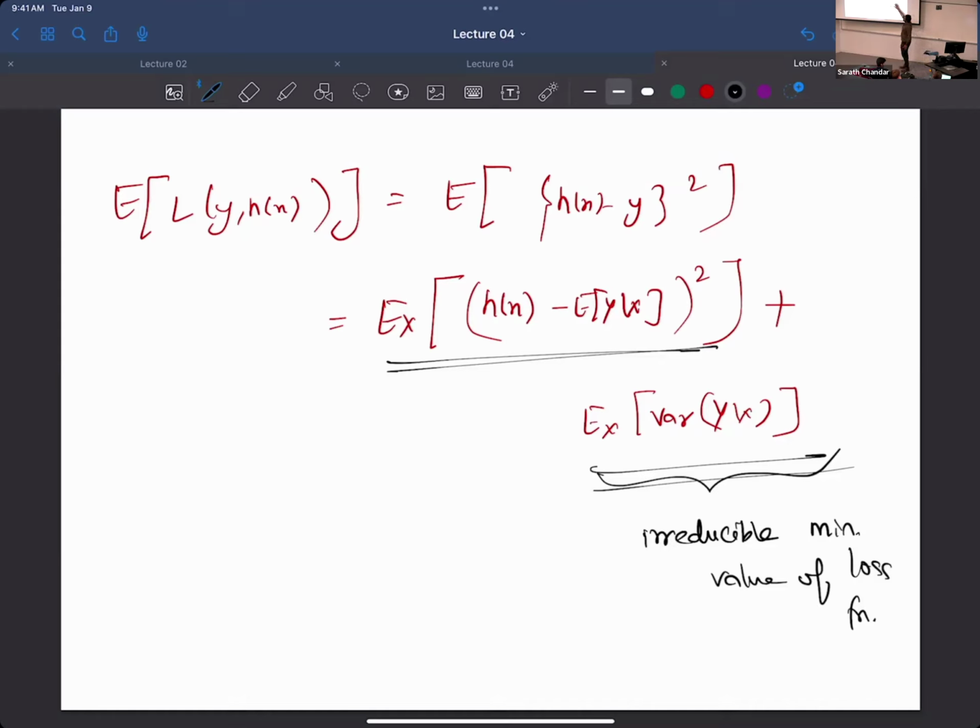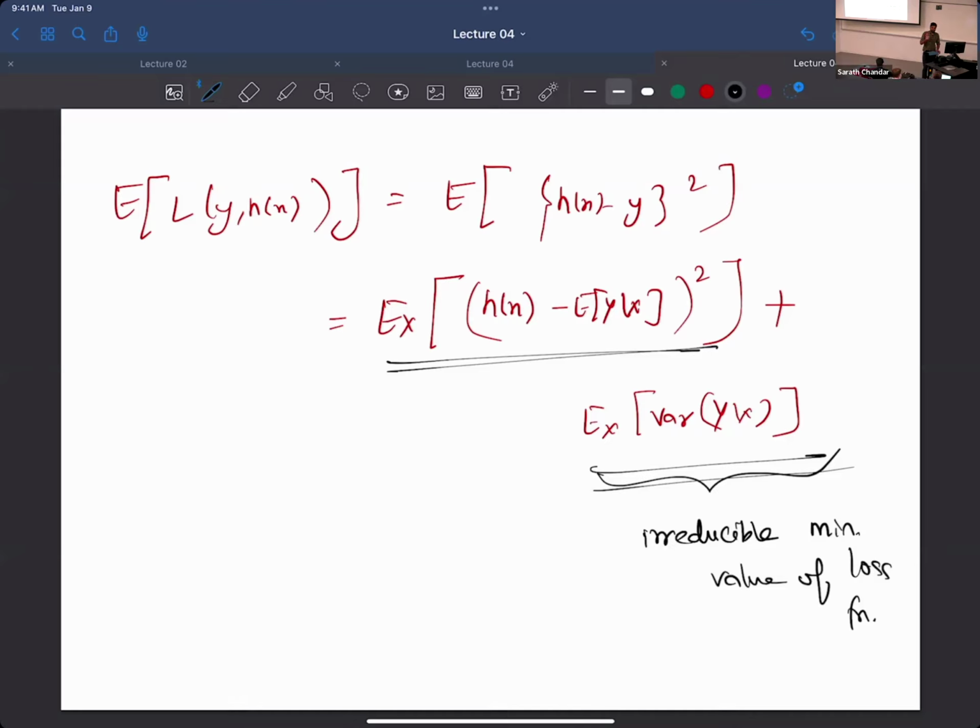The best that you could do, even if you have access to the true function, is that the first term goes to zero, when your h of x is exactly E of y given x, which by the way is not going to happen. Even if it happens, you still have some error. This is a stronger statement: even if you have access to the true distribution, you cannot get zero error in your prediction because of the variance. Is that clear? Any questions?